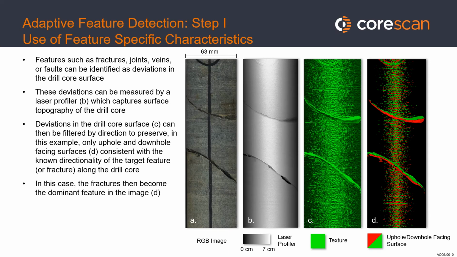To further locate the fractures, we can use the fact that fractures can be represented as uphole and downhole facing surfaces along the core. If we target only these surfaces from the texture image, the fractures then become the dominant feature, as shown in the final image on the right. Of course, in this beautiful detail, we can see that a number of other uphole and downhole facing surfaces exist. However, their size distribution is much different than the fracture signal and therefore can be modeled statistically and removed.